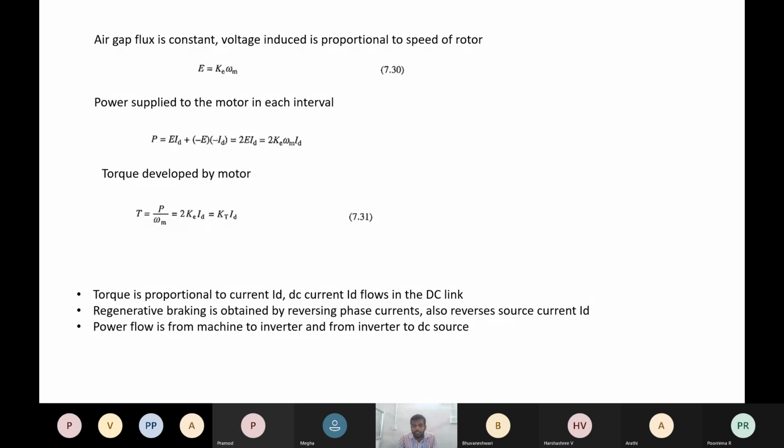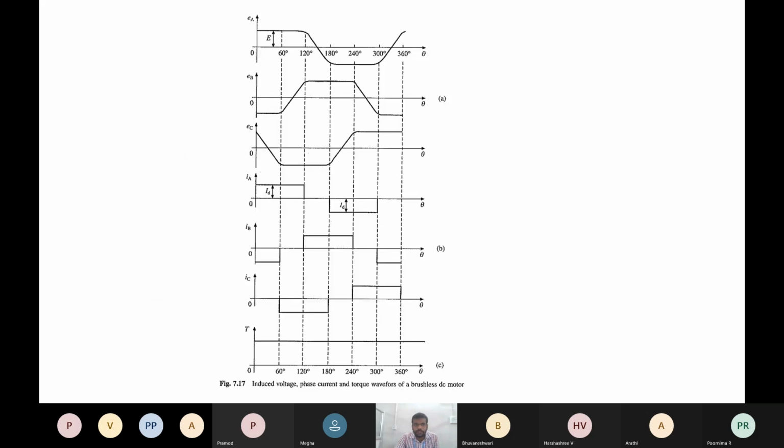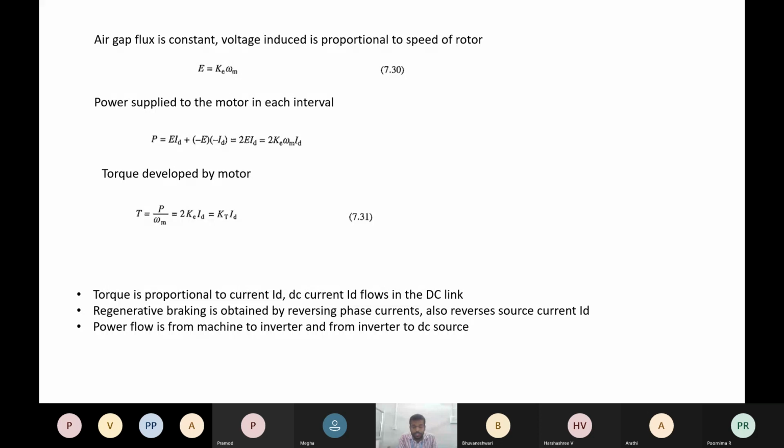The DC current ID flows in the DC link. So that current is directly proportional to our torque. The waveform, I will show later and discuss about this waveform. So for now just keep in your mind that the torque is directly proportional to the current that is flowing through our DC link.